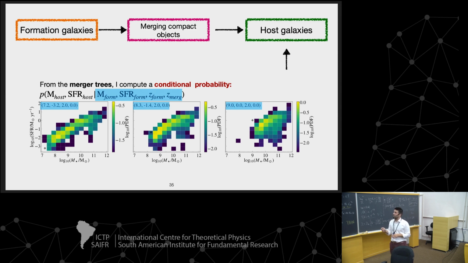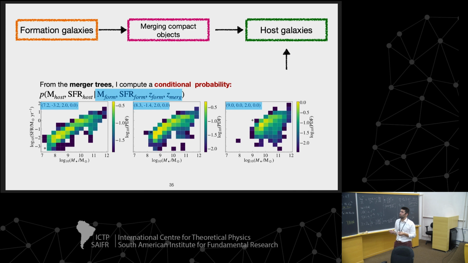The conditional probability is plotted here, for example. You have the mass of the host galaxy and the star formation rate of the host galaxy. Color code is the probability. What I'm plotting here is this probability, conditioned on these properties. So we are conditioning on the mass of the forming galaxies, the star formation rate of the forming galaxies, the redshift of the forming galaxies, and the redshift where the compact objects merge. The idea is to sample the properties of the host galaxy based on this conditional probability.